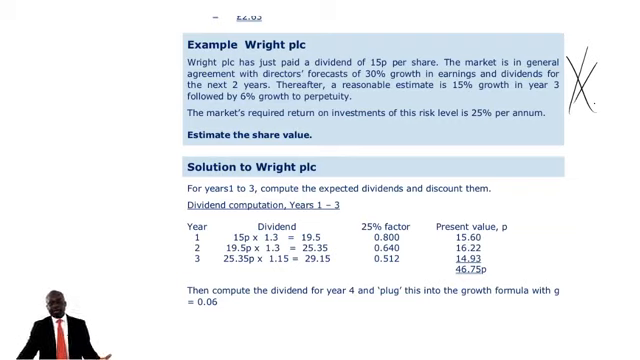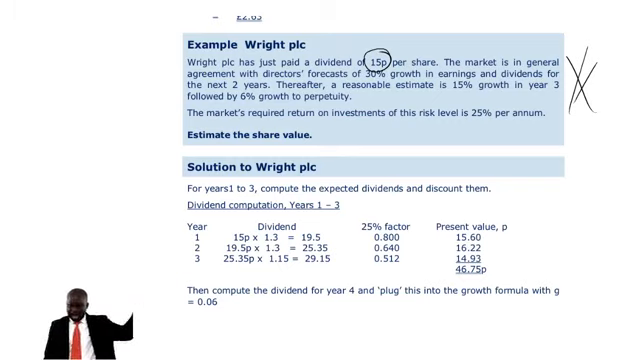How will I get the market value? According to the dividend valuation, it is the present value of the future dividend. What are the future dividend? The question is telling me now I have paid 15p, which is year 0. I need the present value of the future dividend.